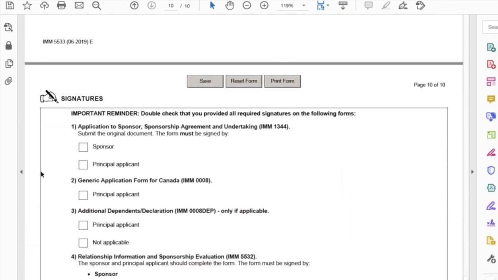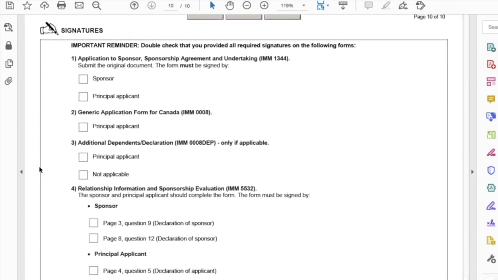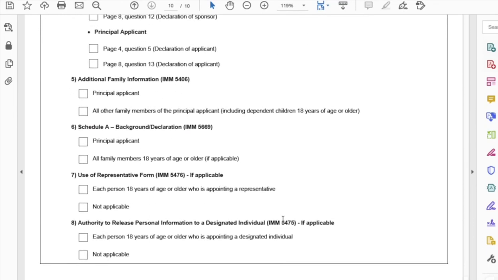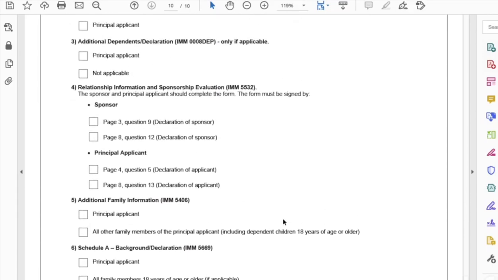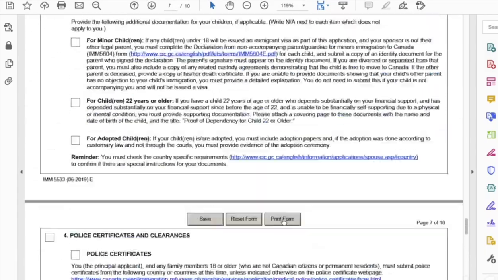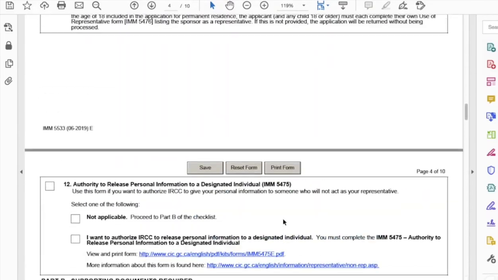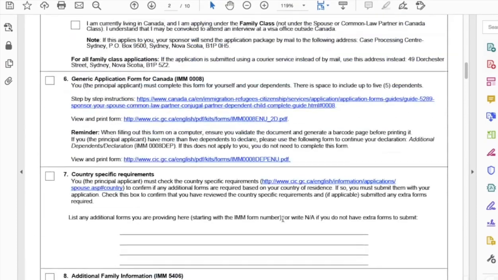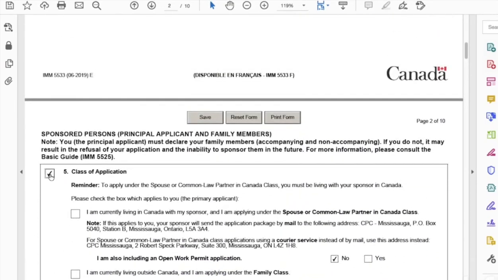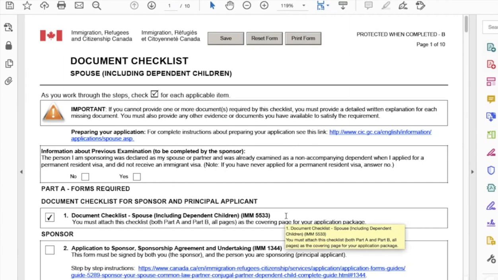After that, in this section, they have specifically mentioned the signatures where you have to sign in different forms. Let's say in IMM 1344, the sponsor is there, the principal applicant is there. Similarly in the other forms as well, who has to sign and in which form, it has also been marked in this checklist. So this checklist is very, very important. It will make sure that you don't make any mistakes, and it will make sure that you don't miss any of those forms, any of those documents. Please select these only once you have filled those forms, got them signed, and then kept them in your application package. So this is the complete application package.